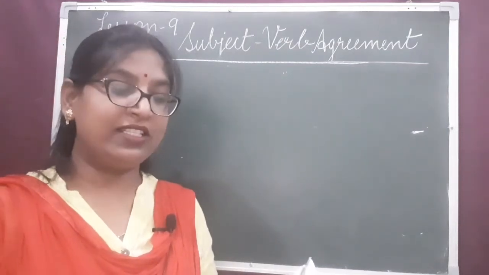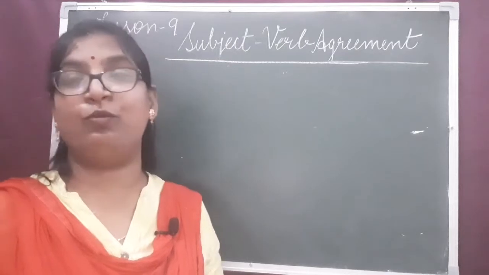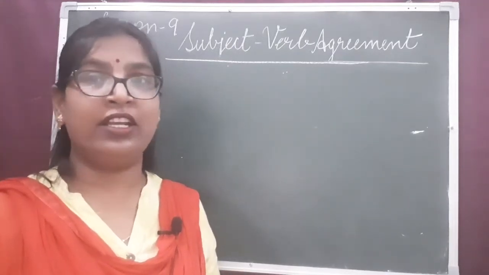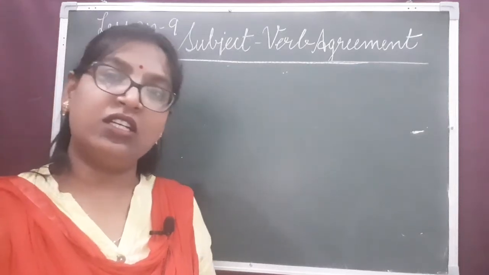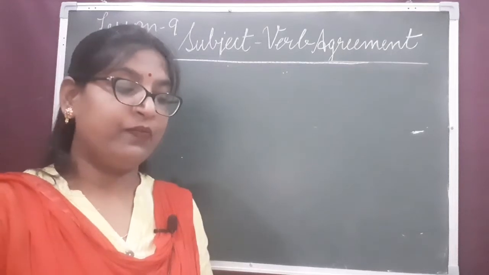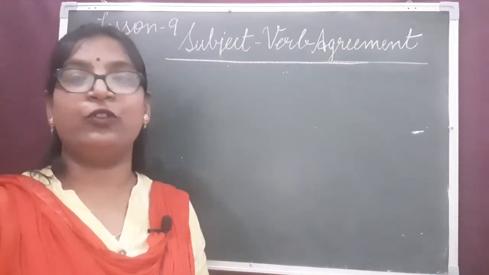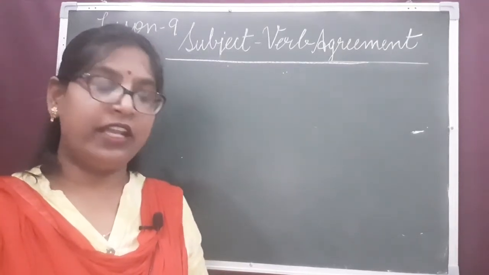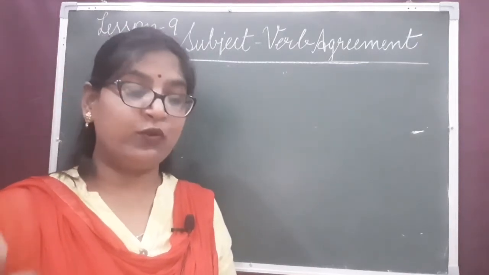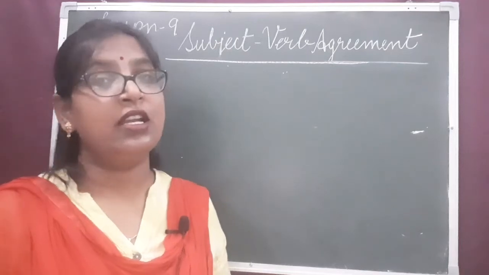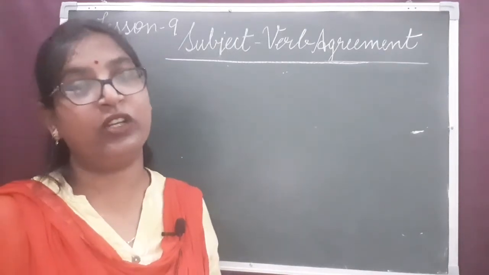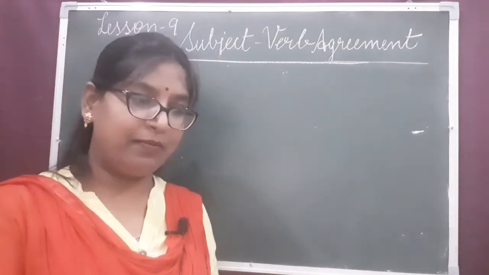For example, you can see here: Susan is playing football. Susan is the subject, singular in number, so the singular verb is used, that is, Susan is playing football. The next point is, if the subject is plural in number, its verb should also be plural in number. If the subject is plural, the verb also should be plural in number. Let us see the example here.